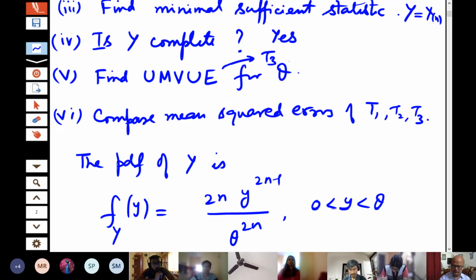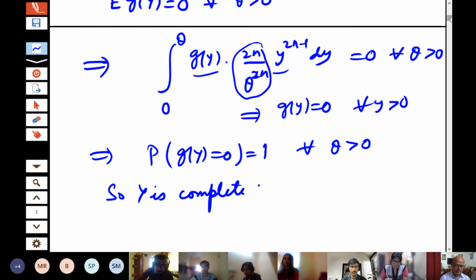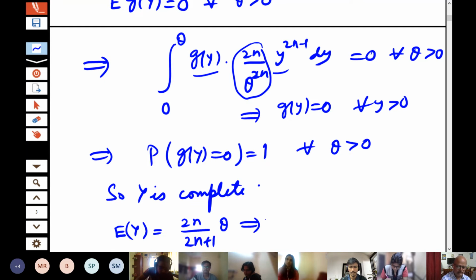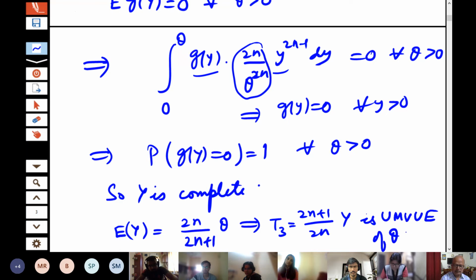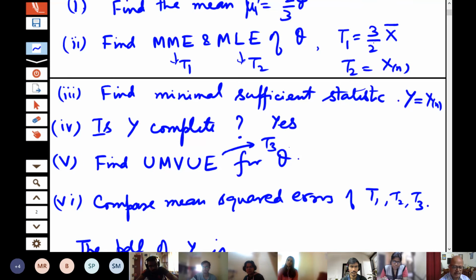It is 2n plus 1 by 2n into Y. You calculate the expectation of Y from the distribution here, which is 2n by 2n plus 1 times theta. So if I consider 2n plus 1 by 2n times Y, that is T3, then this becomes the UMVUE of theta. Now, at our disposal, what are the things we have? We have the method of moments estimator T1, that is 3 by 2 X bar.